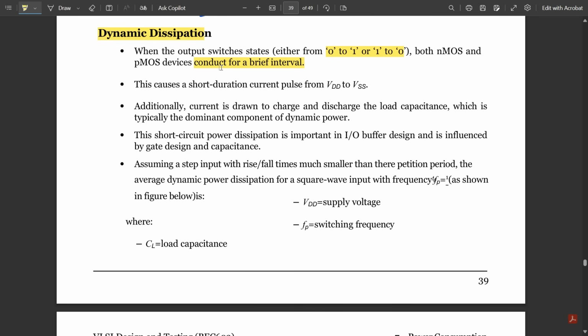Both the transistors would be in the on state only. Only the logic would be getting changed. It would be following the inverter characteristics, but the NMOS and PMOS transistors would be conducting for a brief interval. That is, they won't be in the off state. So this causes a short duration current pulse from VDD to VSS. Additionally, current is drawn to charge and discharge the load capacitance, which is typically the dominant component of the dynamic power. This short circuit power dissipation is important in IO buffer design and is influenced by gate design and capacitance.